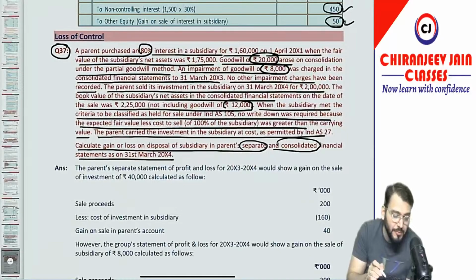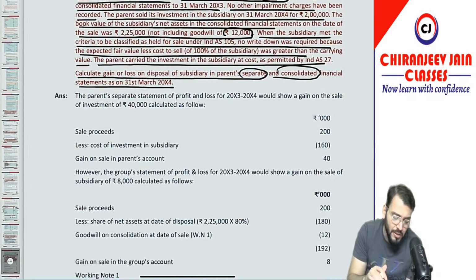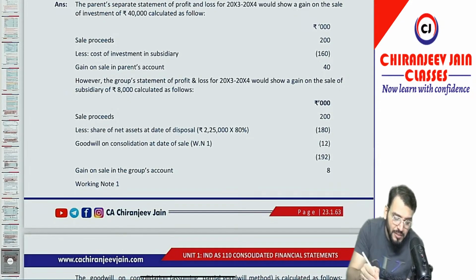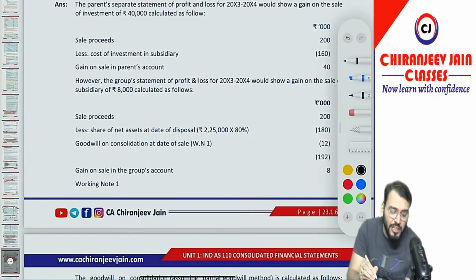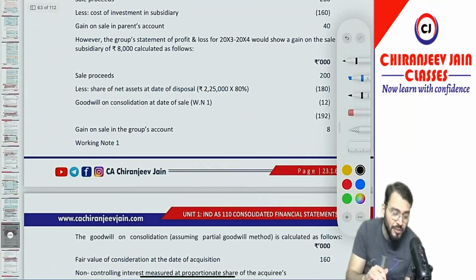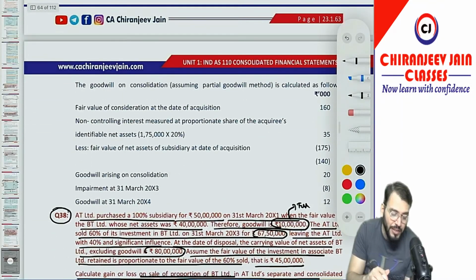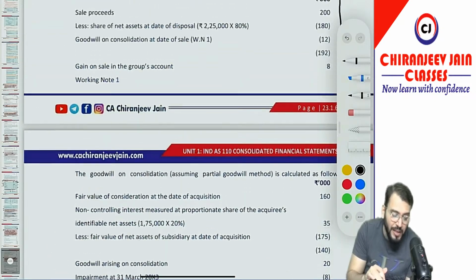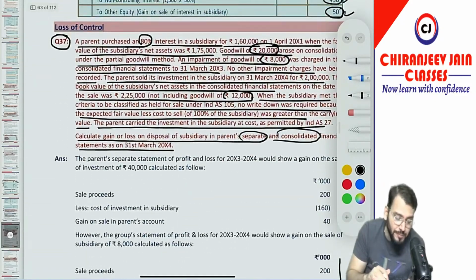Correct. So what they have said is that the parent purchased 80% interest in a subsidiary for rupees 1,60,000. NCI will be de-recognized. This is a loss of control question. NCI will be de-recognized. This is a statement to calculate gain or loss. If you pass the journal entry, you need to ask me about it. So of course NCI will be de-recognized. Correct now. So what will be your journal entry?